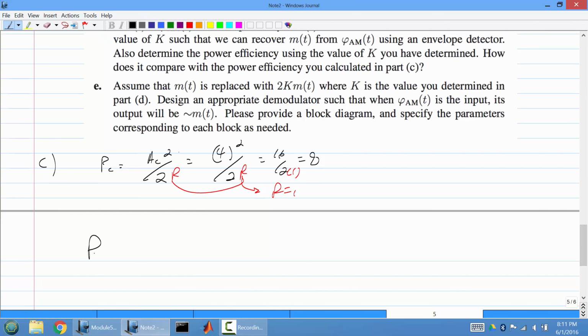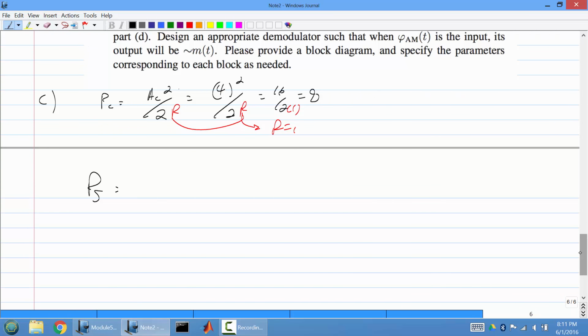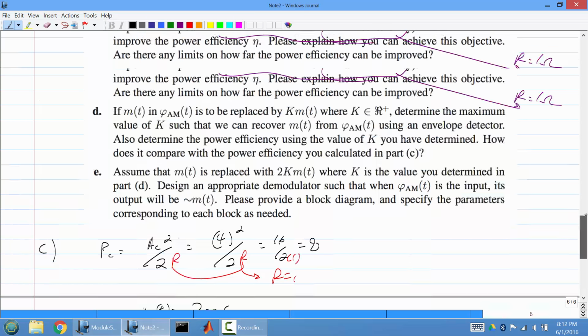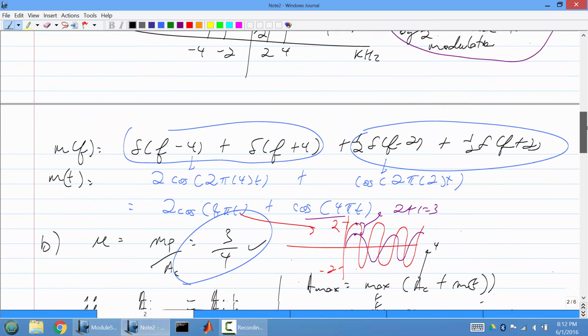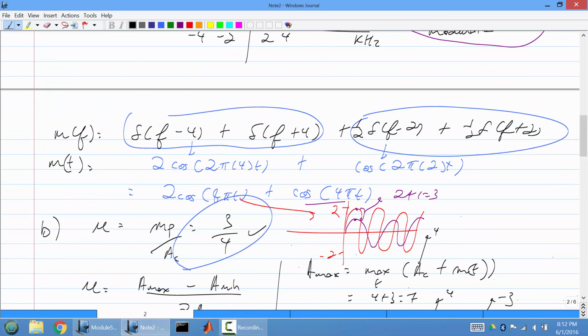The power of the sideband is actually very simple. What you simply have to do here is take the power of the carrier and the power of the sidebands. So basically, the original message signal was 2 cos, and then we have, sorry, it's not 8 pi, it's 8,000 pi. So this is actually 2k. Sorry about that, because this is in kilohertz, right? So this is actually 4,000.